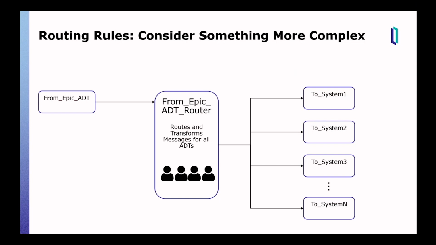So think about a situation. First of all, think about your business rules that you have configured. And also think about the fact that your one router is in charge of doing all of the routing and transformation logic for all those ADTs.